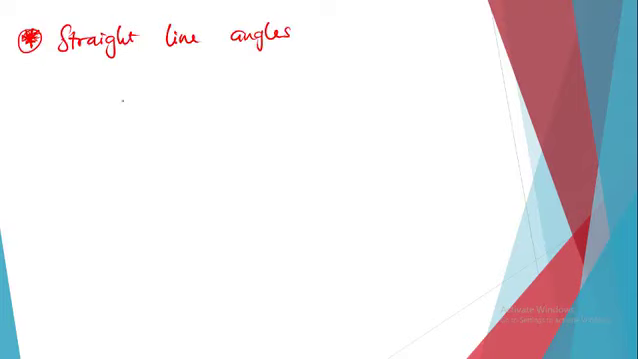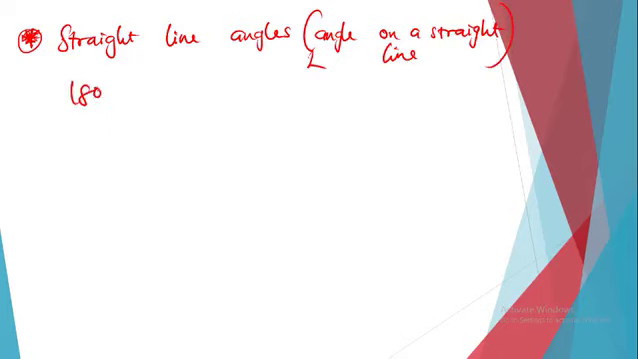I told us earlier that angle on a straight line is equal to 180. You can call this straight line angle or angle on a straight line. They are all the same thing. So the sum of angle on a straight line is 180 degrees.